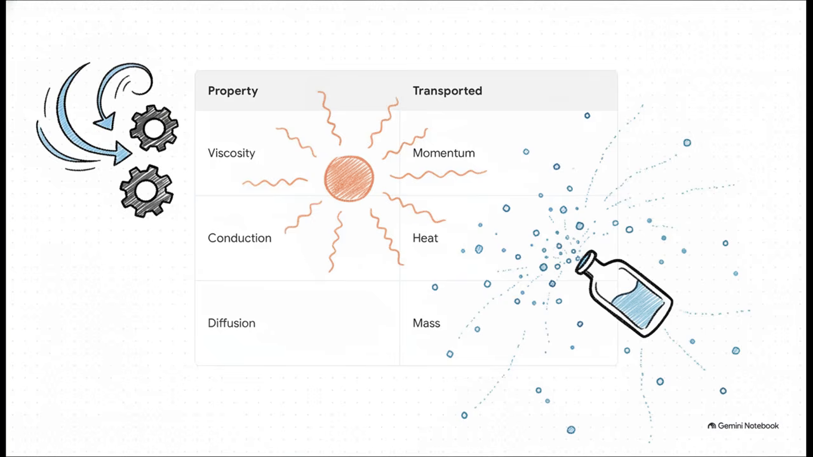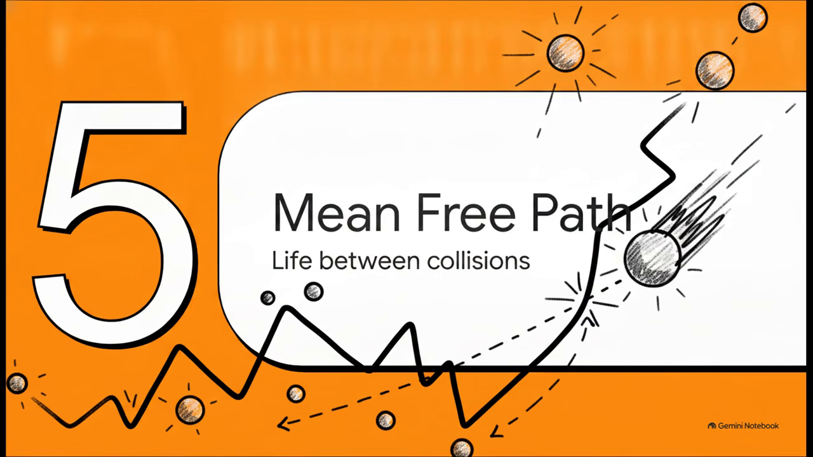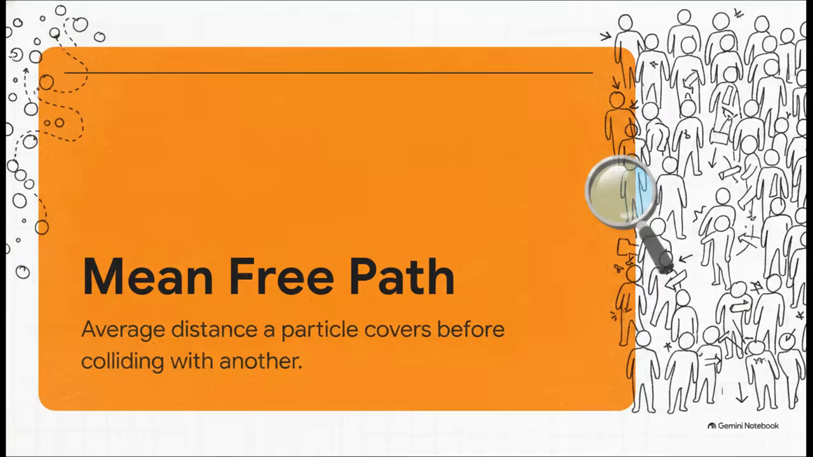This is exactly why if you open a bottle of perfume in the far corner of a room, those perfume molecules get carried by the chaotic collisions of the air, spreading out through diffusion until just moments later you can smell it everywhere. Finally, let's zoom all the way in for our last section to look at the actual journey of a single particle. Section 5, the mean free path, life between collisions. We call this specific journey the mean free path, which is just the average distance a moving particle covers before it collides with another one.